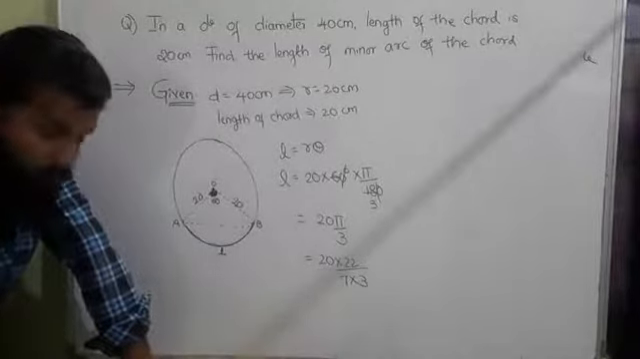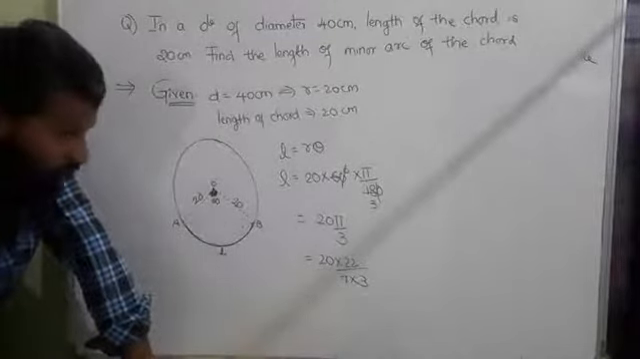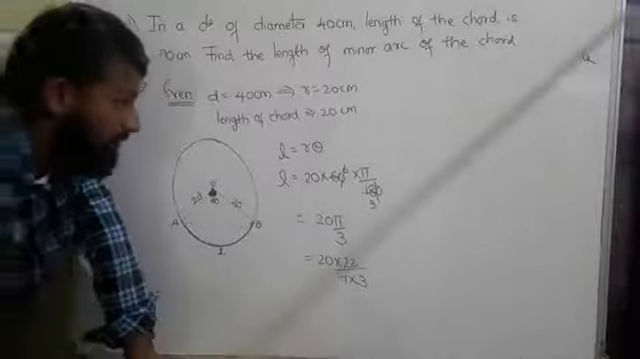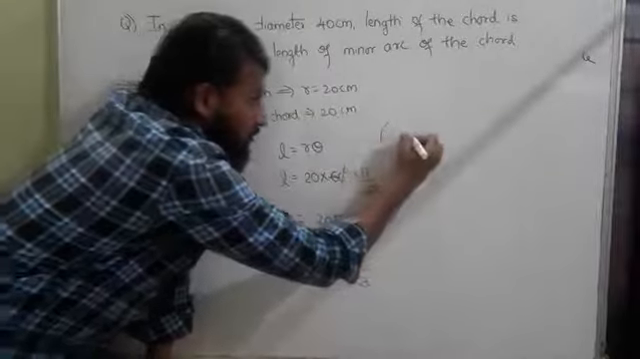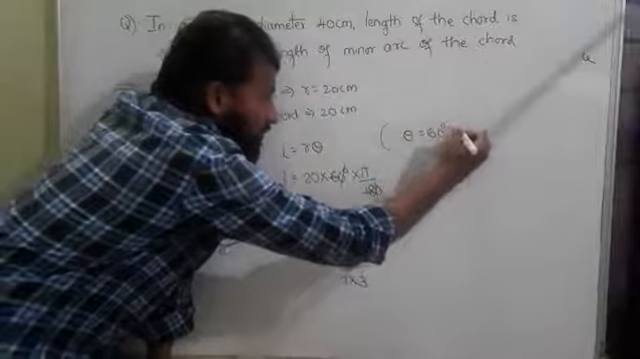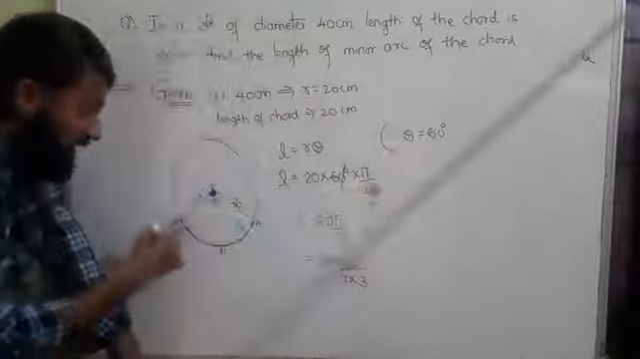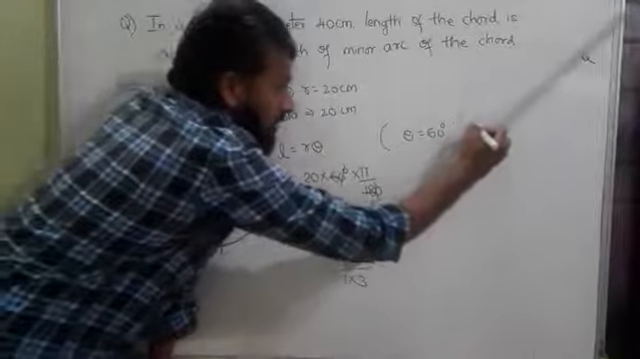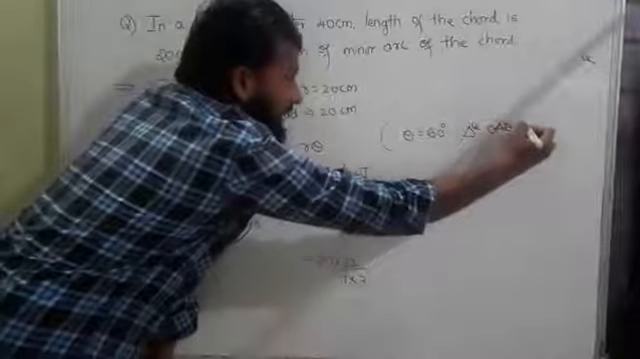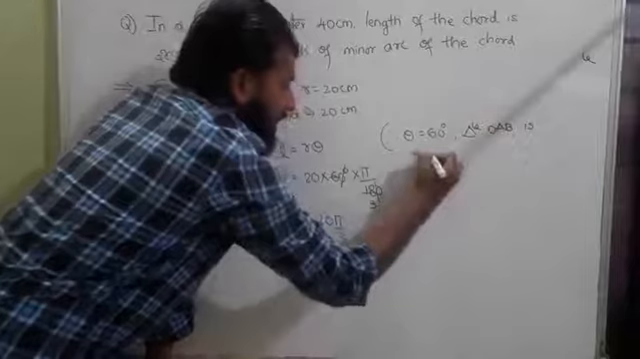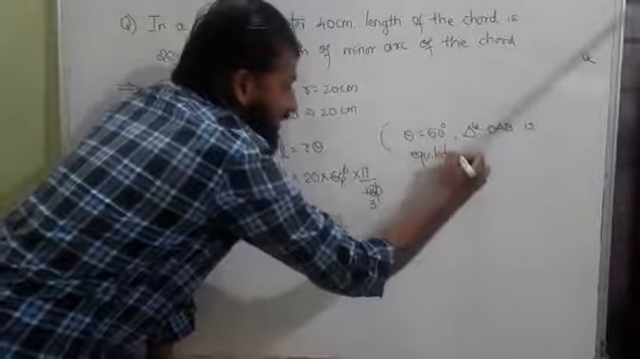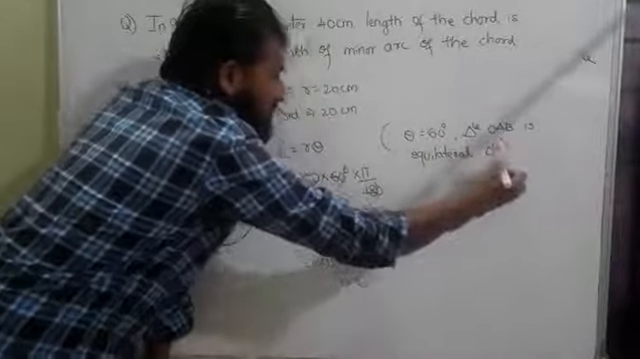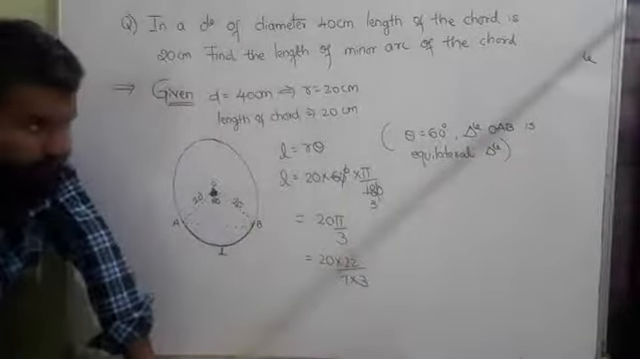Well, I hope you understood, my dear friends. Theta is equal to 60 degree, because triangle OAB is equilateral triangle. We can give that as the reason.